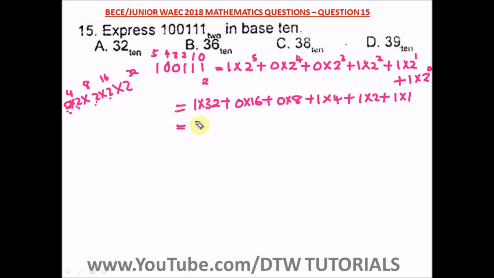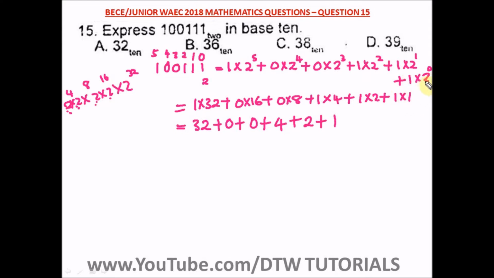Okay, so here 1 times 32 is 32, plus 0 times 16 is 0, plus 0 times 8 is 0, plus 1 times 4 gives us 4, plus 1 times 2 gives us 2, plus 1 times 1 gives us 1. Make sure you don't forget this one. Most people always mistakenly forget about this one here.